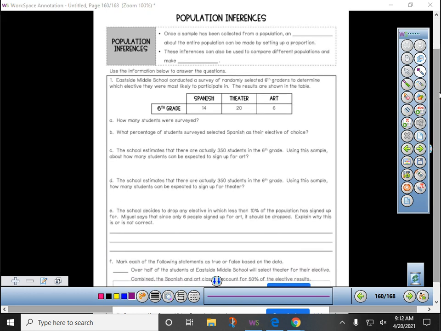Once a sample has been collected from a population, inferences about the entire population can be made by setting up a proportion. The word is inference. Where else have you heard inference? Good. Where do you hear about it in reading? Tell me about reading. Yeah, that's right. So it's the same thing. To infer means to figure things out before, using your context clues, pretty much. These inferences can also be used to compare different populations and make predictions, as in this one.